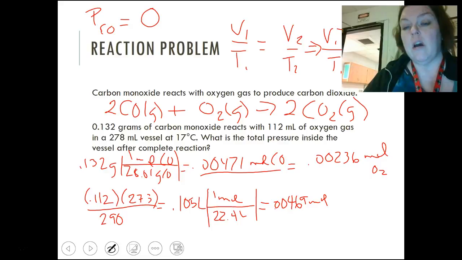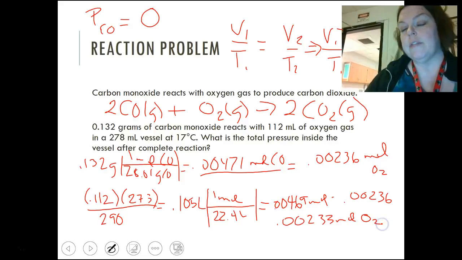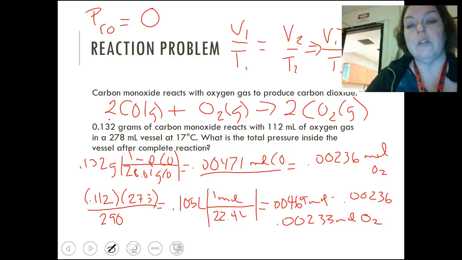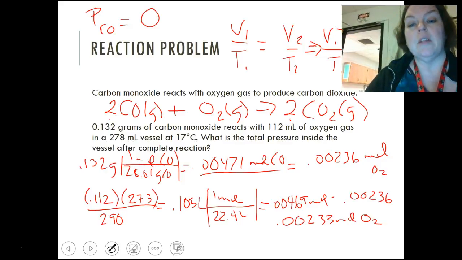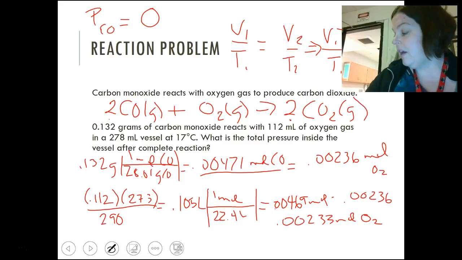So what do we need to know? We need to subtract these two numbers so that we get the leftover. So if we subtract 0.00236, what we end up getting is 0.00233. That's the number of moles of O2 that are left. How many moles of CO2 are created? Well, if you look here, this is a 2 to 2. That means it's 1 to 1. So if I have this many moles of CO that are used, that's the number of moles of CO2 that I'm going to create.